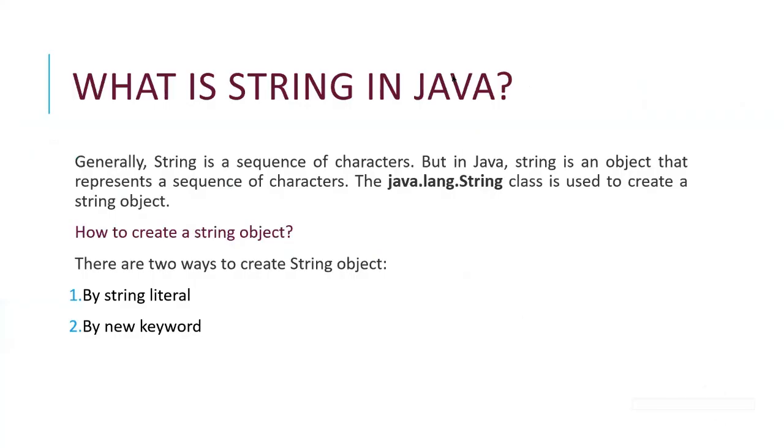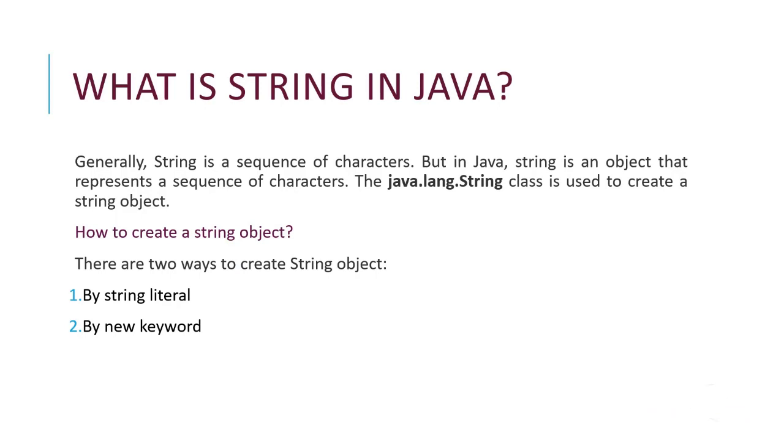First, we need to understand what is String in Java. In general terms, a string is a sequence of characters. But in Java, a string is an object that represents a sequence of characters. The String class is a part of the java.lang package. It's used to create a string object.